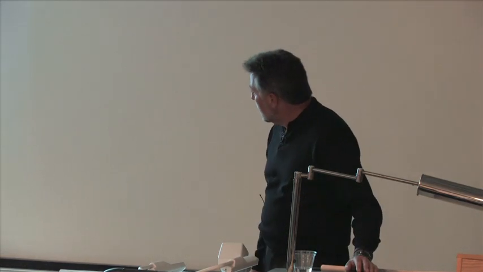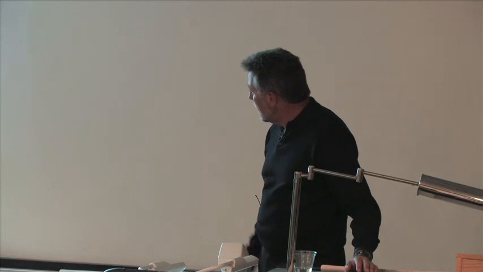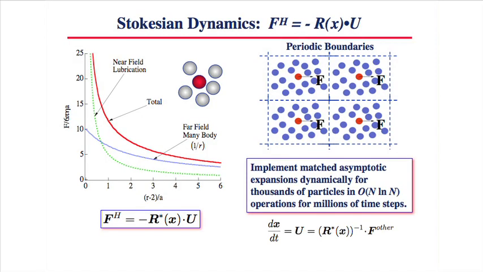Sorry, I went too fast. There we go. So now what we have to do is follow this procedure. We have to implement basically matched asymptotic expansions. That is near field and far field, which are completely different things, separately, but somehow fast enough to do the operations for millions of time steps so we can then evolve and watch what happens.